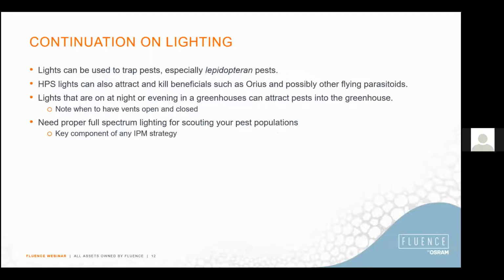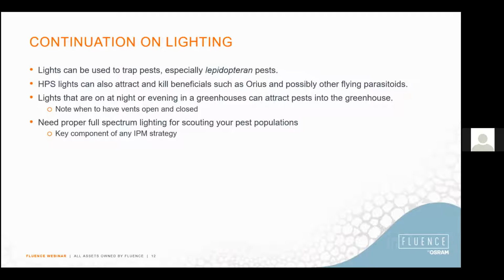Just a couple other things to mention with lighting on pests and beneficials: lights can be used as traps for pests, especially the Lepidopteran pests. That's something we see just from a homeowner standpoint, but it can also be applied to grows. HPS lights, as we talked about before, can attract and kill beneficials like they do pollinators, because aureus and other flying parasitoids would be up in that range where the lights are and hitting them.